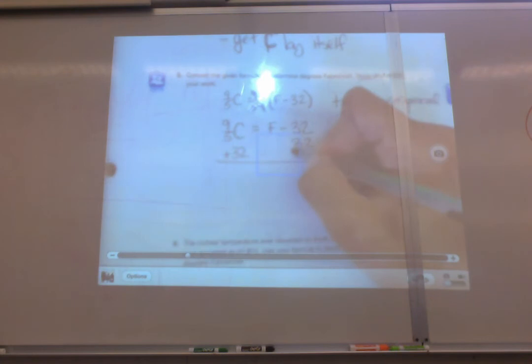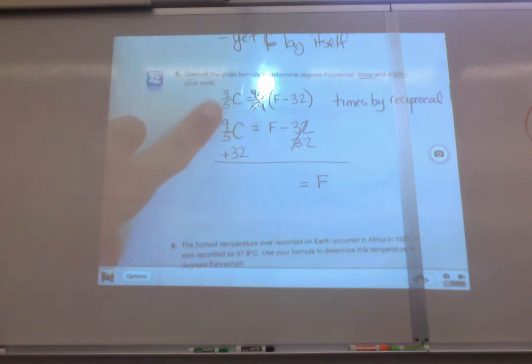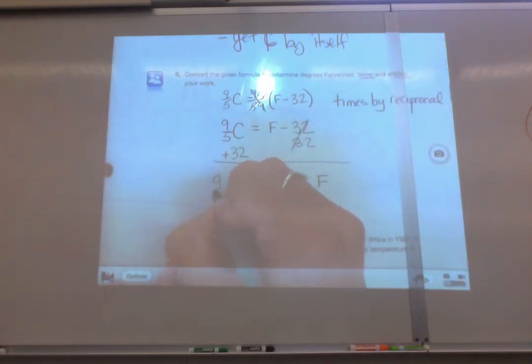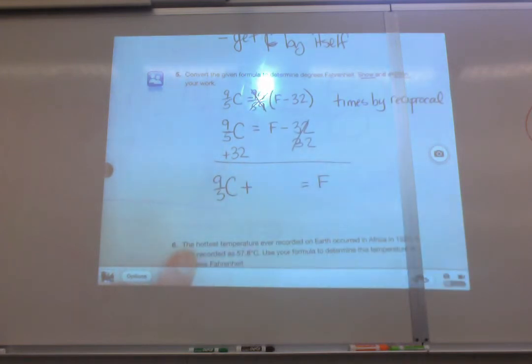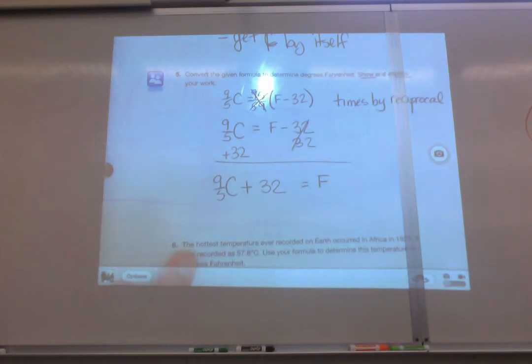If I add those two, that's what I want. That's going to give me f by itself. This is how you're going to write this side. Those two don't actually add because this has a c and that doesn't. So we write 9 over 5c as an expression added to 32. So here's that formula rearranged with f by itself.